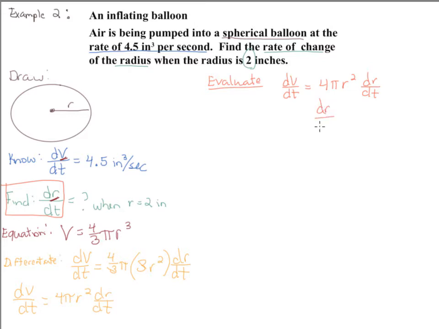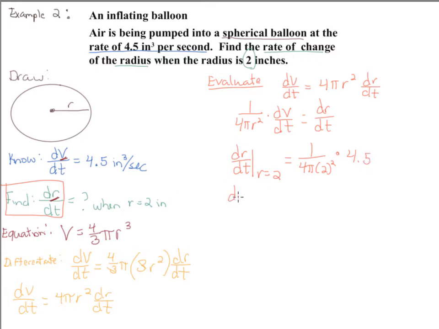So getting dr/dt by itself, I'm going to divide each side by 4 pi r squared. And now let's substitute in what we know and what we need to figure out. Well, I want to figure this out when r is equal to 2. Now r is my only variable in my equation, so I don't have to find any other value, so I can just plug it straight into my differential equation here. And I was given the derivative of v with respect to time is 4.5.